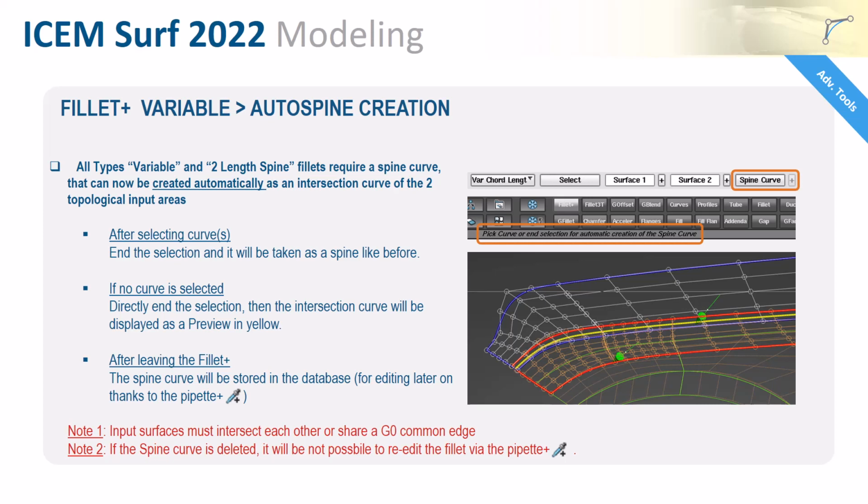The great news is the spine definition will be stored with the fillet in the database, so like other advanced fillets you can edit it later with the Pipette Plus. Take care not to delete the spine because it is needed if you need to edit your fillet later. Let me show you how it works.